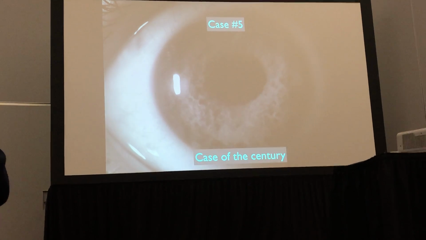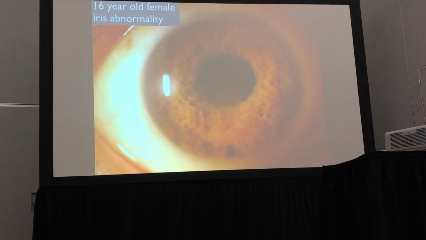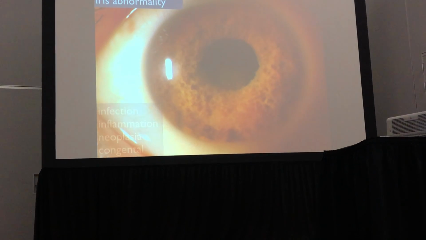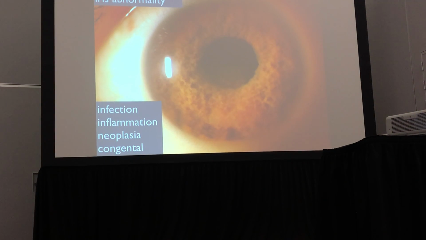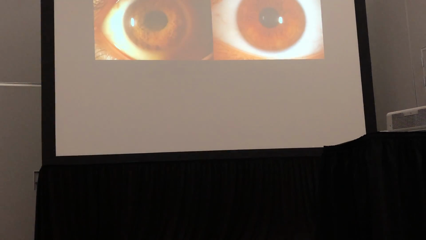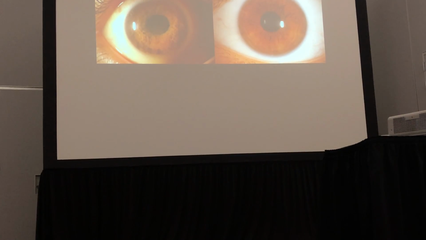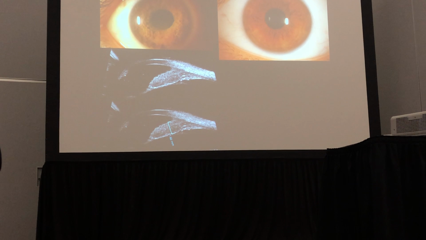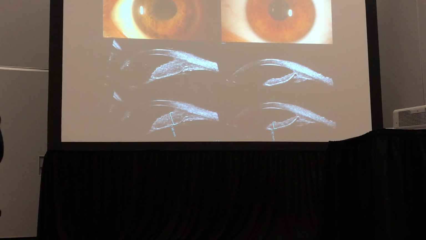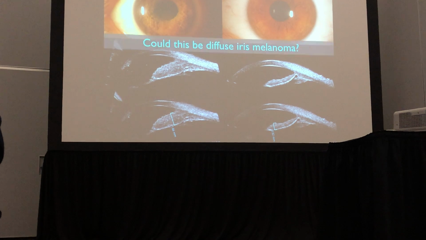This here is the case of the century. This lady came in, she was 16 years old, she had a bad iris abnormality, and I was worried that this was melanoma in a 16-year-old, and I was worried that we might have to enucleate her. You can see her normal left eye and the affected right eye. So we got UBM that showed the iris thickened to 1.7 millimeters compared to 1 millimeter on the opposite side.